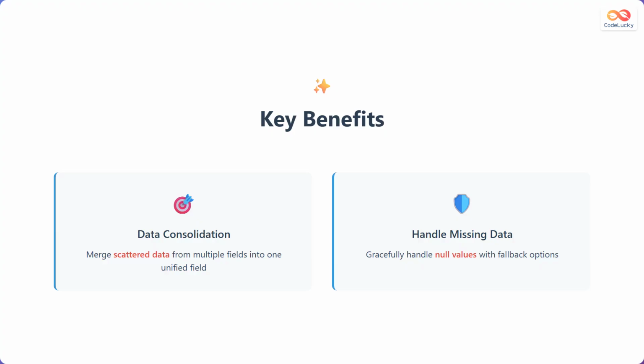The coalesce command offers 2 key benefits. First, it enables effective data consolidation by merging scattered data from multiple fields into one unified field. Second, it gracefully handles missing data by providing fallback options when encountering null values. This makes your data analysis more robust and your results more complete.